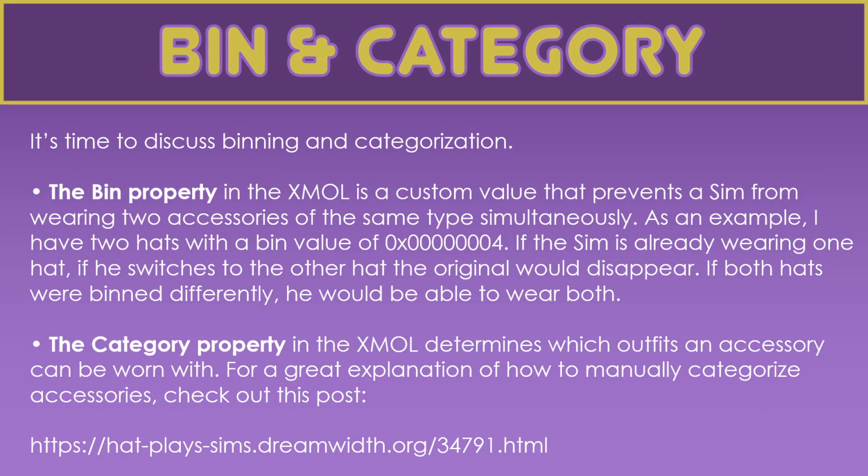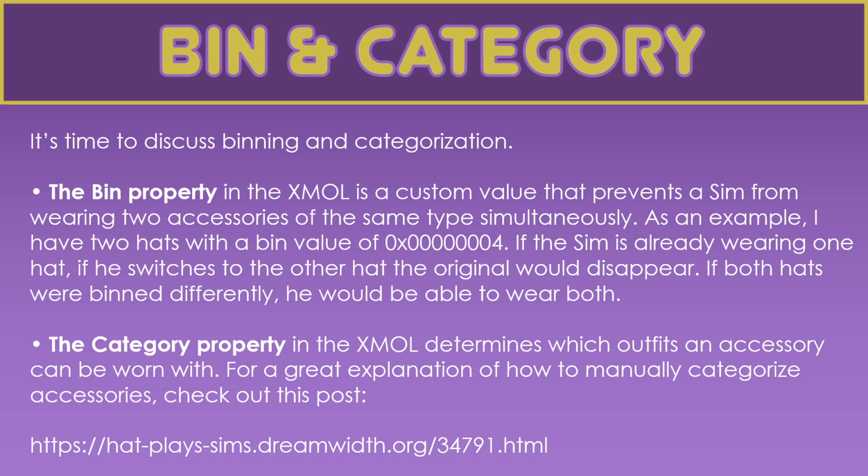Binning and category. So now it's time to discuss binning and categorization. The bin property in the XML is a custom value that prevents a Sim from wearing two of the same type of accessory simultaneously. As an example, we have two hats that are both binned with the value of 4. The Sim wears one of the hat accessories, and then you add the other hat accessory. Instead of adding two accessories, it removes the original one and adds only the one that you selected.